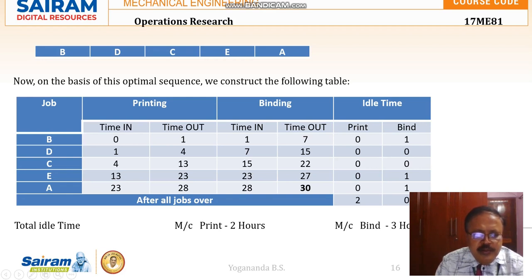Now the binding machine gets its job done on the 30th hour, so it is 0. So the total idle time of the printing machine, the summation of all this, is 2 hours. The summation of the binding idle time is 3 hours.